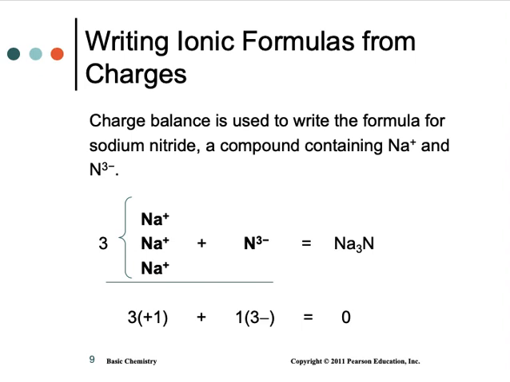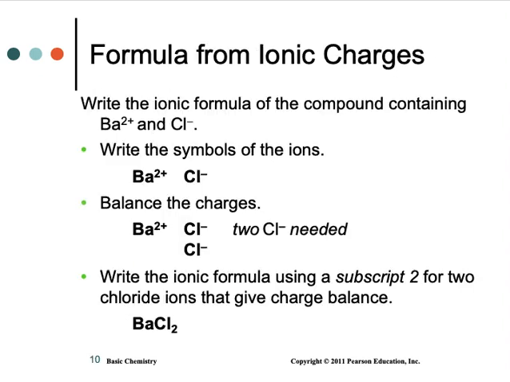Okay, that should have been a practice. If you understood it previously, you should have been able to do that one. Okay. Write the ionic formula of a compound containing barium and chloride. And they gave you the charge here. Barium is in group 2, it's positive 2.